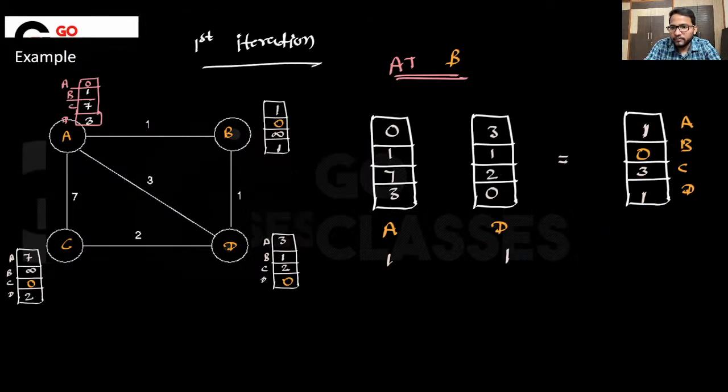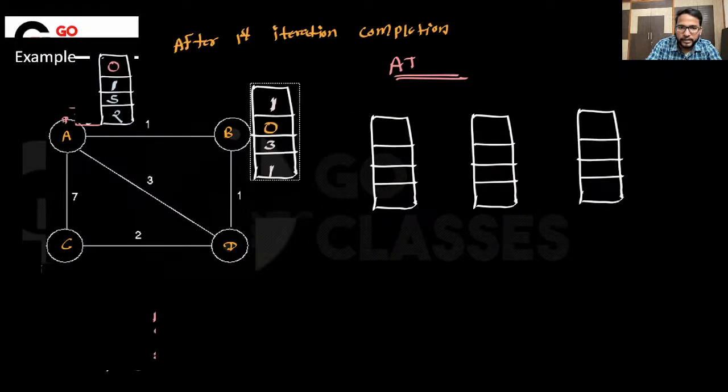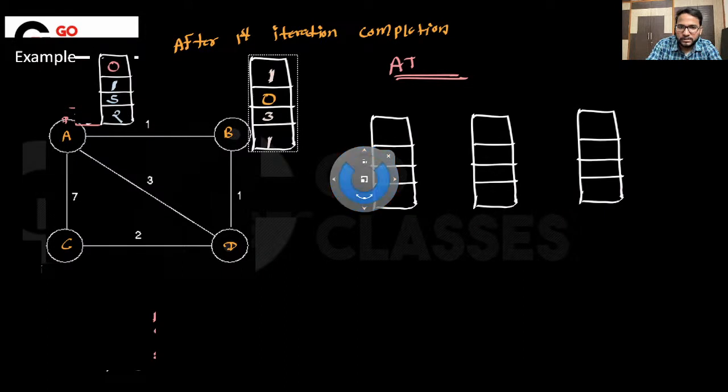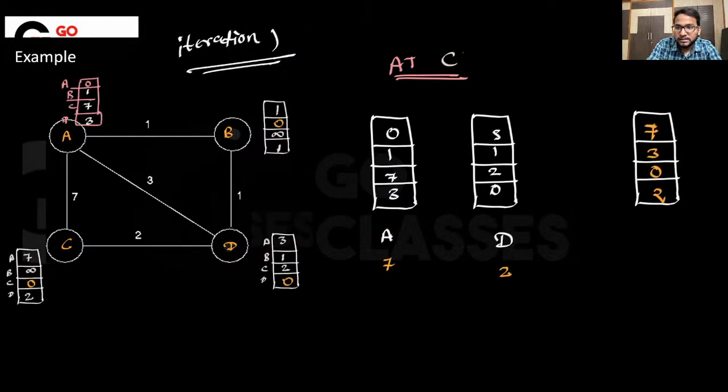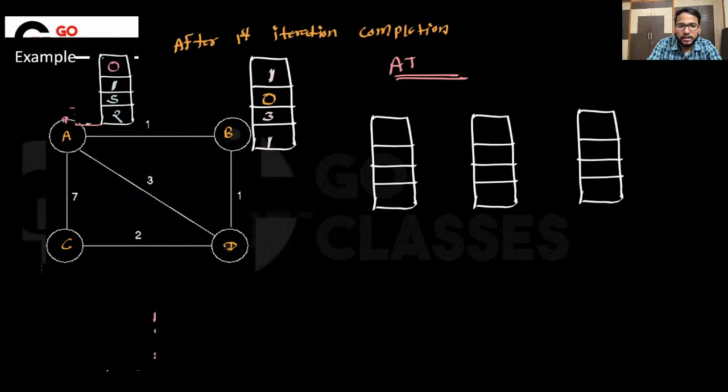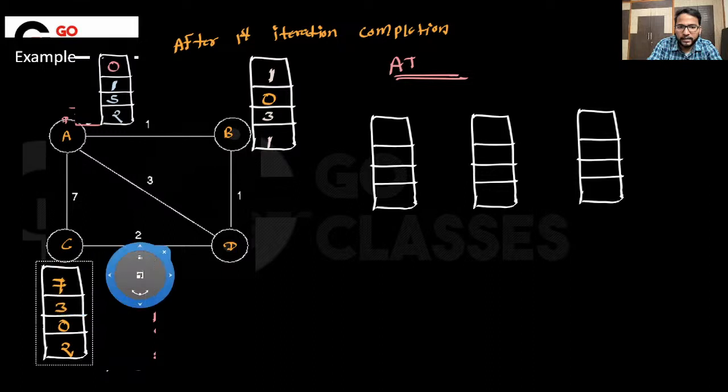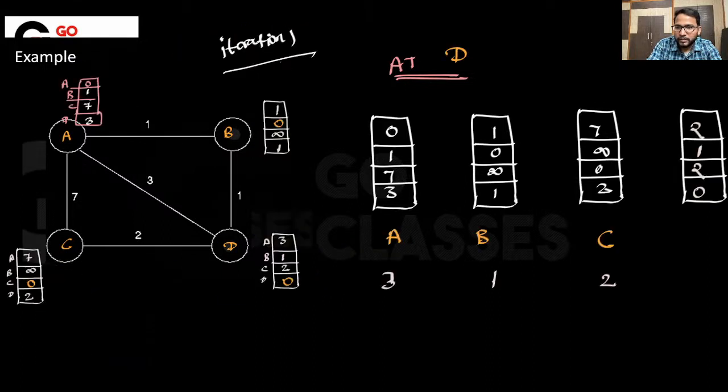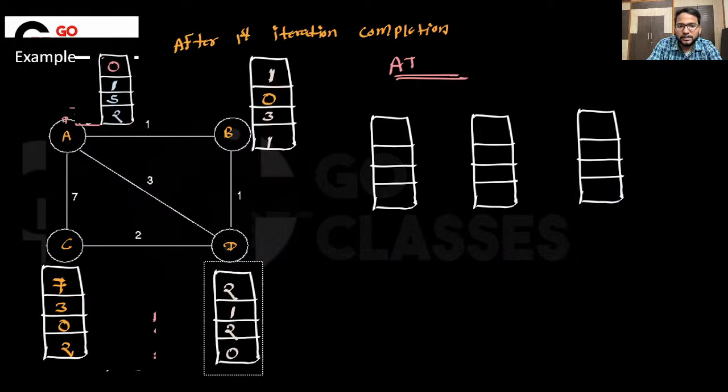At B, I'm getting 1 0 3 1. This is 1 0 3 1. At C, let's see, we are getting 7 3 0 2. If you understand this algorithm step by step, then only you can solve the question, and there will be a 2-mark question if at all there is. And finally at D we are getting this one, 2 1 2 0. So these are the vectors that we are getting after completing the first iteration.